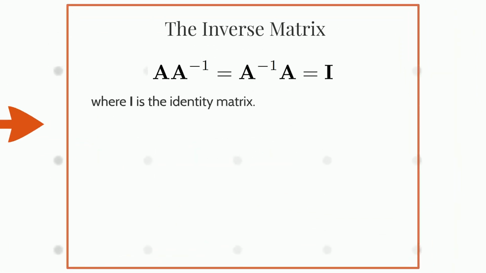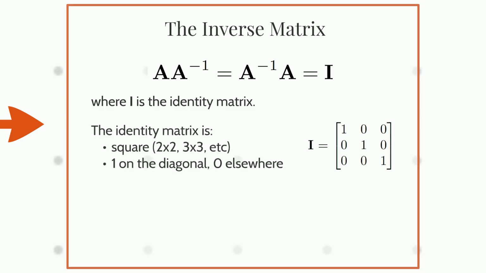All right, so the inverse matrix, here is the equation that actually satisfies the inverse matrix. The inverse matrix is going to be any matrix that we can multiply the original by and get back the identity matrix. So I here is the identity matrix, and an identity matrix is simply a square matrix, 2 by 2, 3 by 3, 4 by 4, etc., where it has ones on the diagonal, 0 elsewhere. So it is a diagonal matrix, but more specifically, it is called the identity matrix.